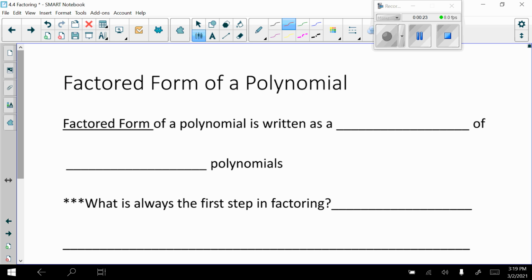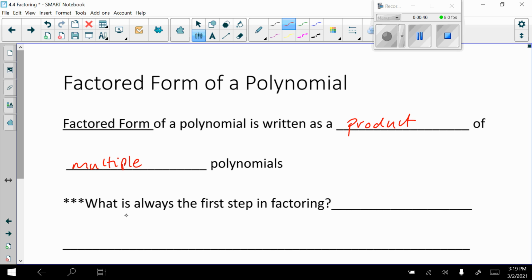When I talk about factored form of a polynomial, that means a polynomial written as a product of multiple polynomials. So it's like we have a couple different polynomials that are all being multiplied together, and that's what a factored form is. Right? We're taking a polynomial and we're breaking it apart into a bunch of pieces being multiplied together.